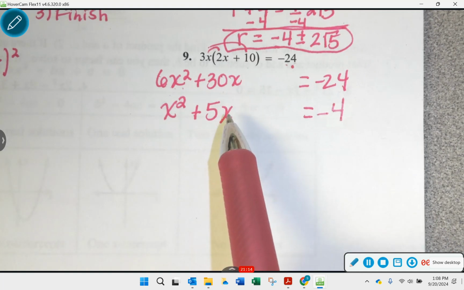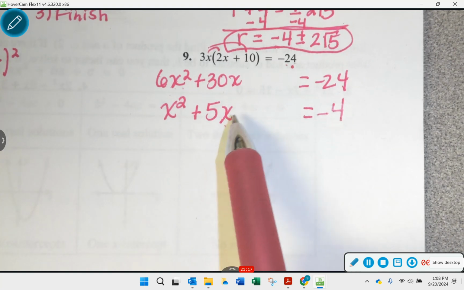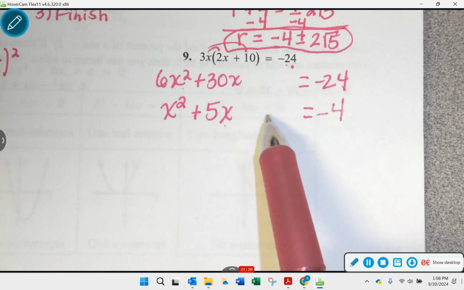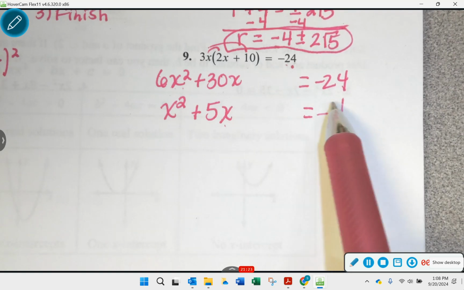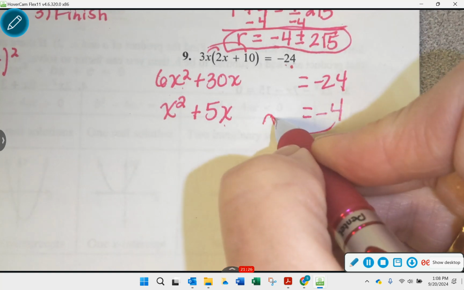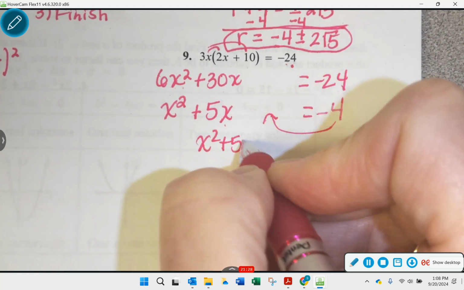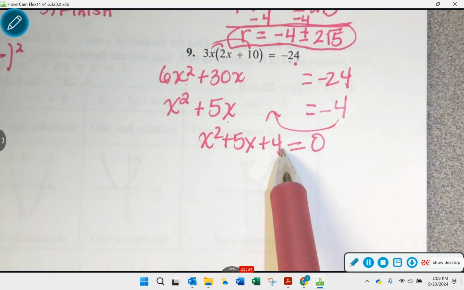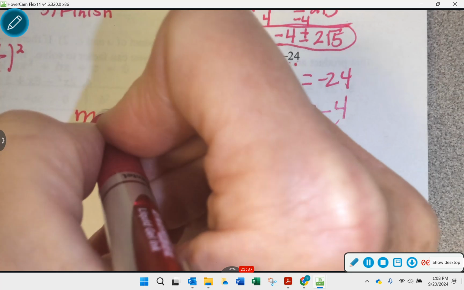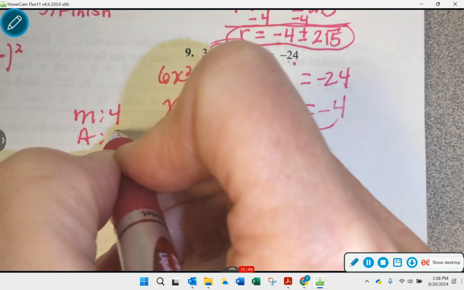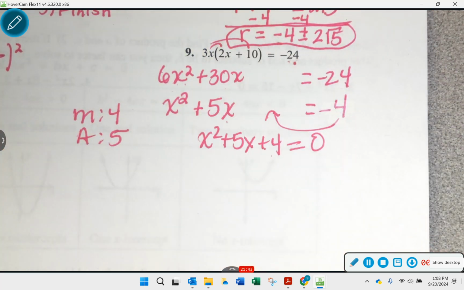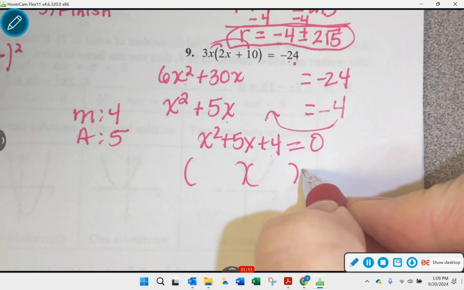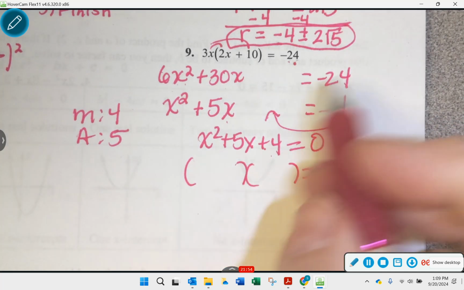Now, I might want to complete the square, but let's think ahead. What if I brought this back over here and got this set equal to 0? What would it become if I took that back over there? +4. I can always take it back over if I need to, but I'm thinking ahead. Are there numbers that multiply to be 4 and that add to be 5? I'm not going to complete the square if I can factor it. There are numbers that multiply to be 4 and add to be 5. So I'm just going to factor this. I'm not going to use completing the square unless I have to.